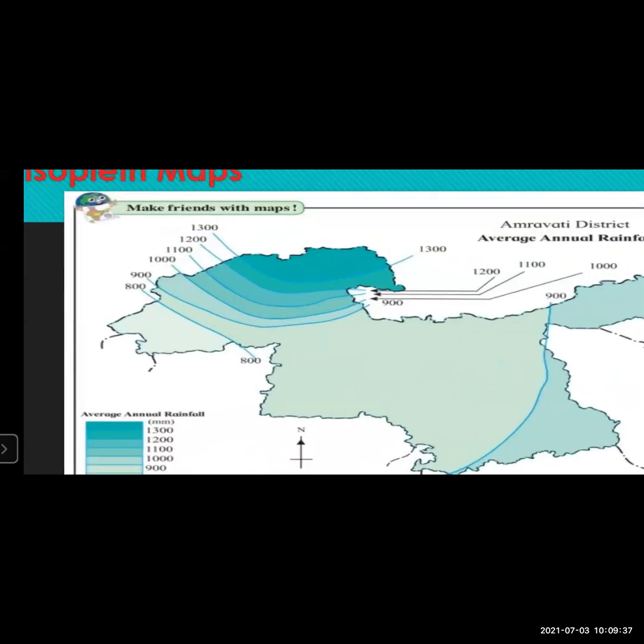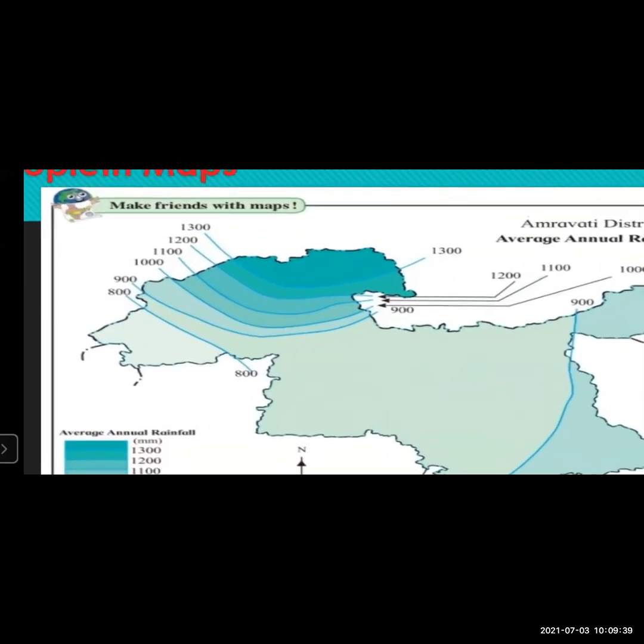If you see this, the annual rainfall is counted for a place as 800 and another place that is also 800. So here the lines are used. The areas which come along this line will have the same annual average rainfall. Then 900 to 900, the areas which come on this particular line will have the same average annual rainfall. So this is how it is made.